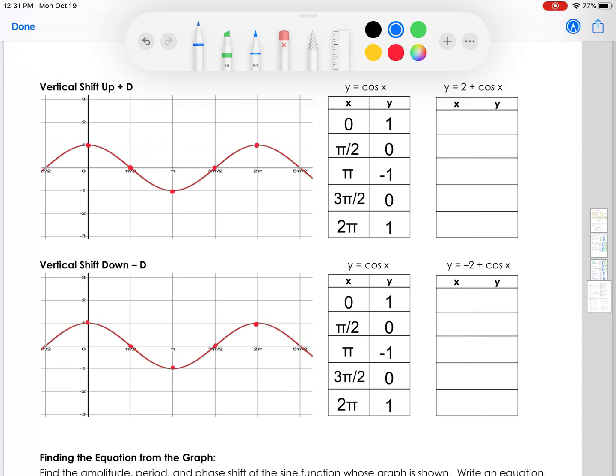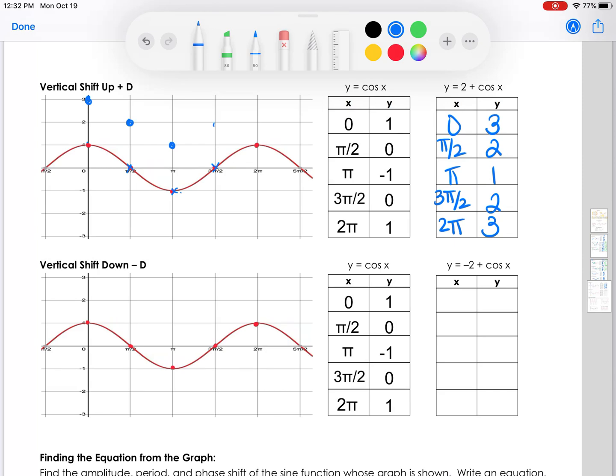Okay. We can also move up and down. So when I'm adding a number on the outside, it's affecting the y column. So the x's are going to stay exactly the same. But what is happening is that my y's are all increasing by 2. So I'm just adding 2. That's 1 plus 2, 0 plus 2, negative 1 plus 2, 0 plus 2, 1 plus 2. So everything has moved up 2 spaces.